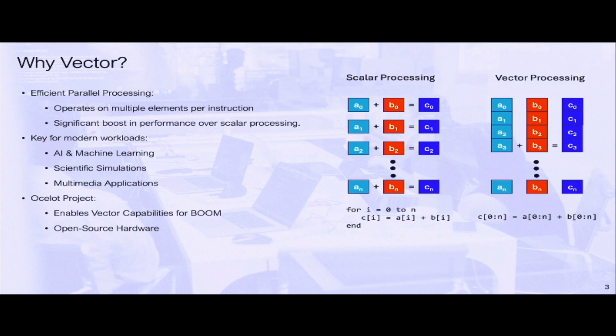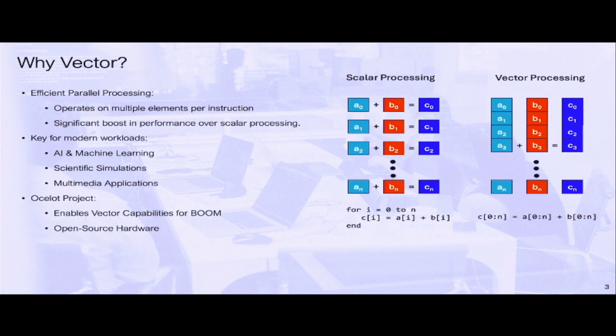Now, let's talk about the why. Why do we need to support the RISC-V vector extension in the first place? The BOOM core, as we saw earlier, is already a capable scalar processor. It handles general-purpose computing tasks efficiently. But in today's workloads, scalar execution often isn't enough. This is where vector processing comes in.